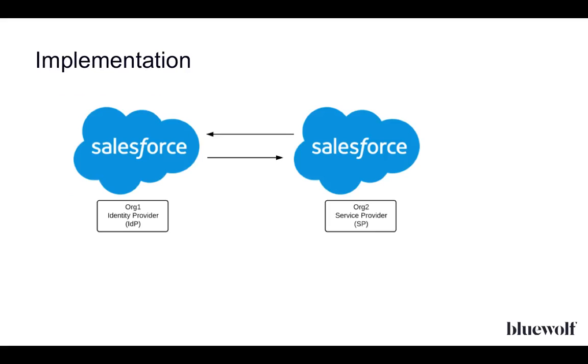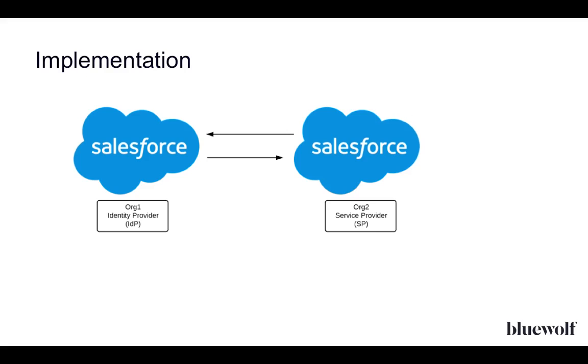For the purposes of our implementation, we're going to use two Salesforce orgs. We're going to set up the first org as an identity provider and the second org as a service provider. So we're going to test a couple of scenarios. When a user logs into the first identity provider org, they should be able to click a link which takes them to the second service provider org without having to log in once again.